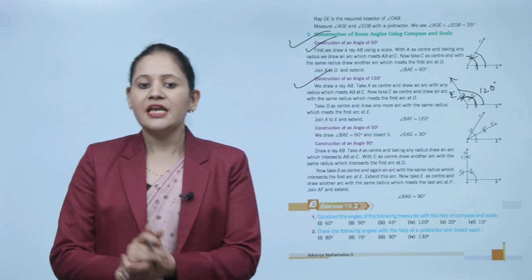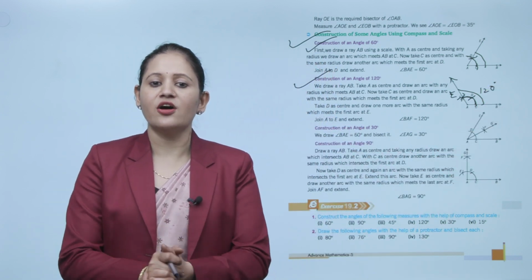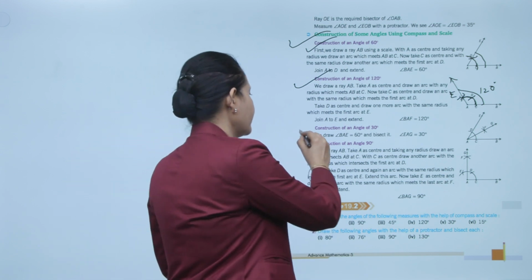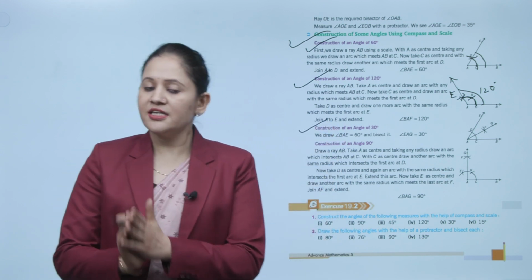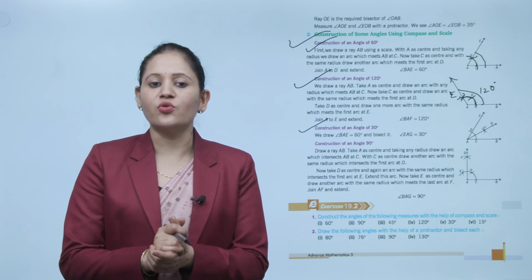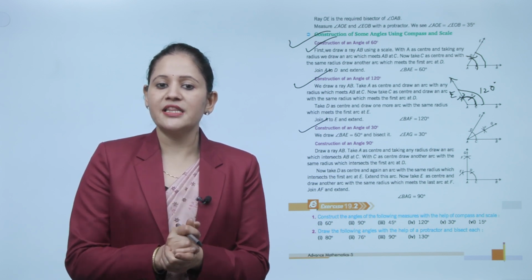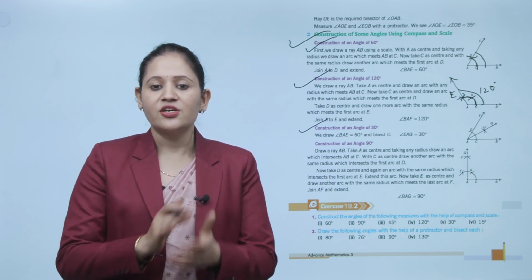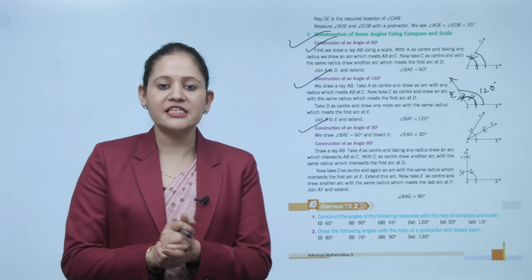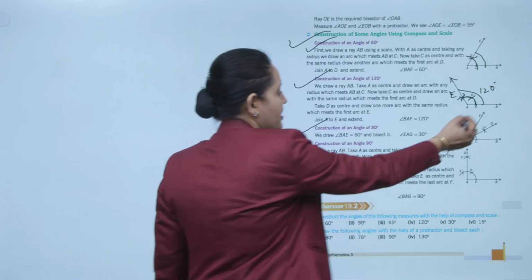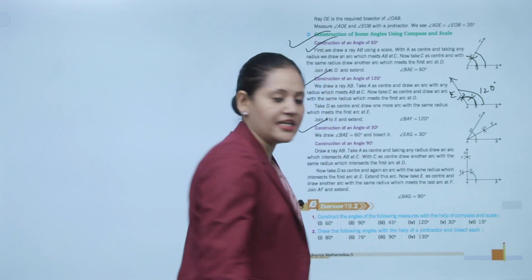Clear? Next is construction of an angle of 30 degree. 30 is half of 60, so what will we do? First we'll draw an angle BAE, that is 60 degree, and bisect it. So angle EAG, that is 30 degree. So first we'll draw an angle that is 60 degree.